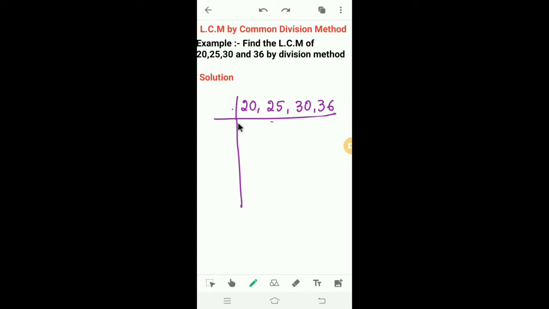So, I will choose prime number 2. 20 is divisible by 2? Yes. 2 tens are 20. But 25 is not divisible by 2. So, we have to write 25 as it is. 30 is divisible by 2. 2 15s are 30. 36 is divisible by 2. 2 18s are 36.